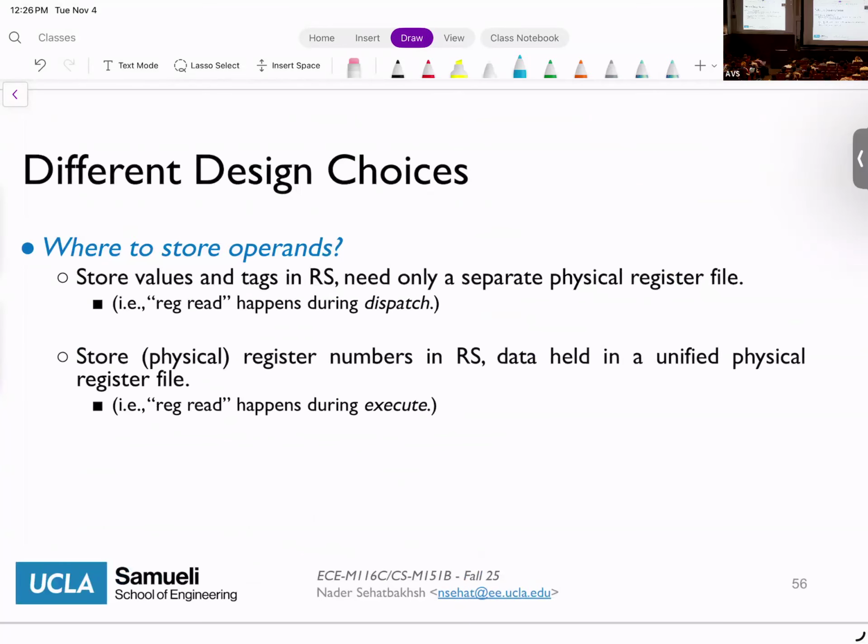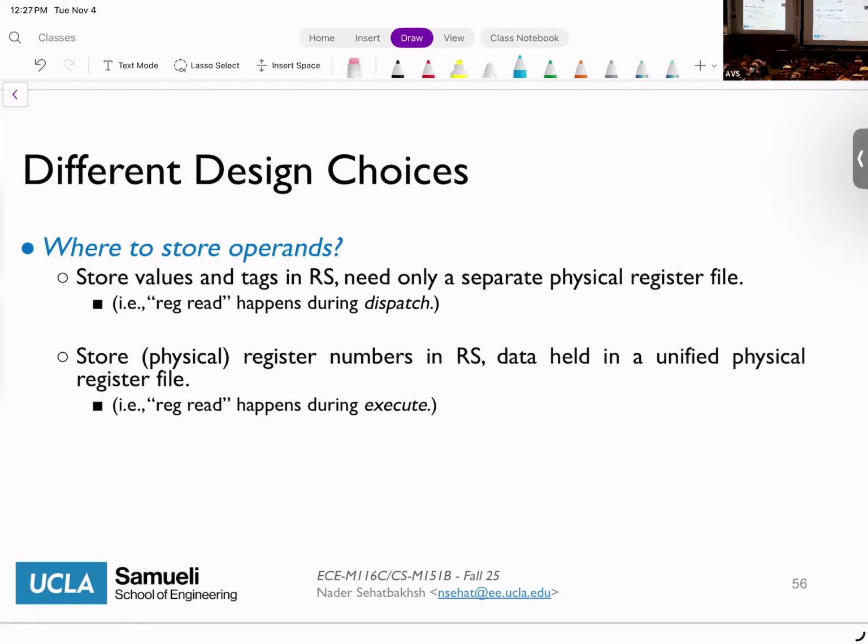So as I said, there is also the question of where we store the operands. And we discussed this. We either store the values in the reservation station, or we read them from the actual physical register file.